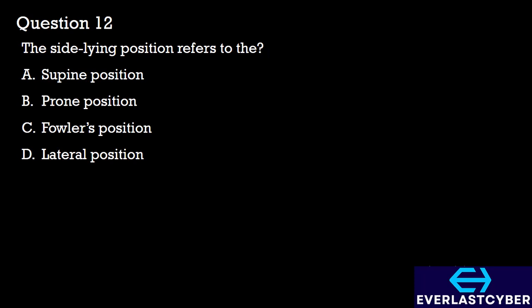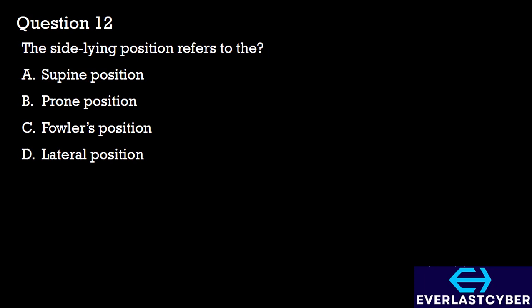Question 12. The sideline position refers to the A. Supine position, B. Prone position, C. Fowler's position, D. Lateral position. The supine position refers to lying flat on the back and facing upward. The prone position refers to lying flat on the stomach facing downwards.